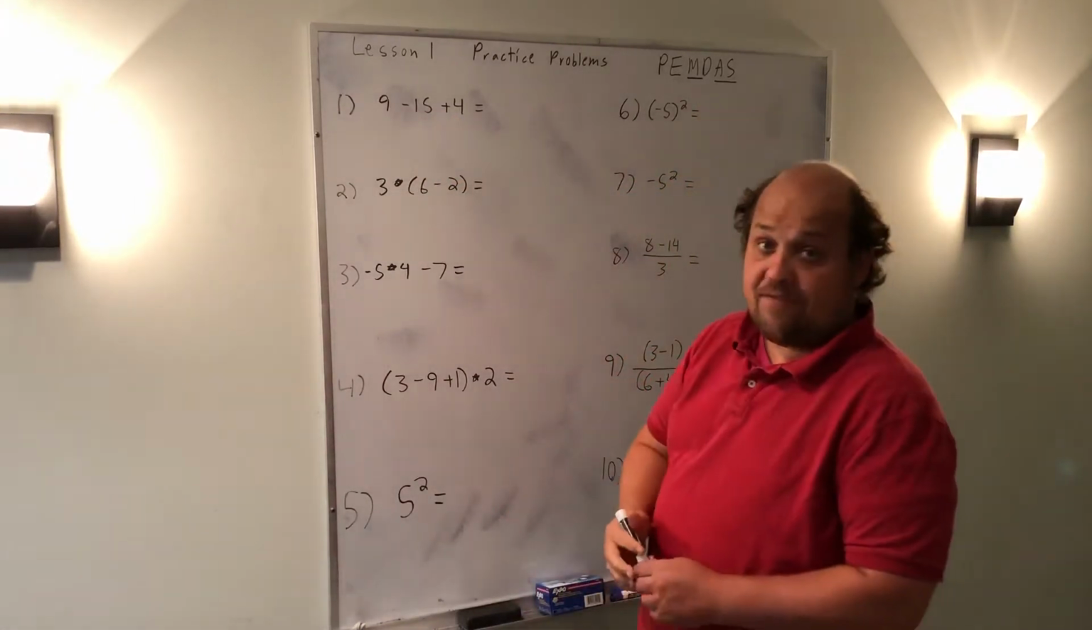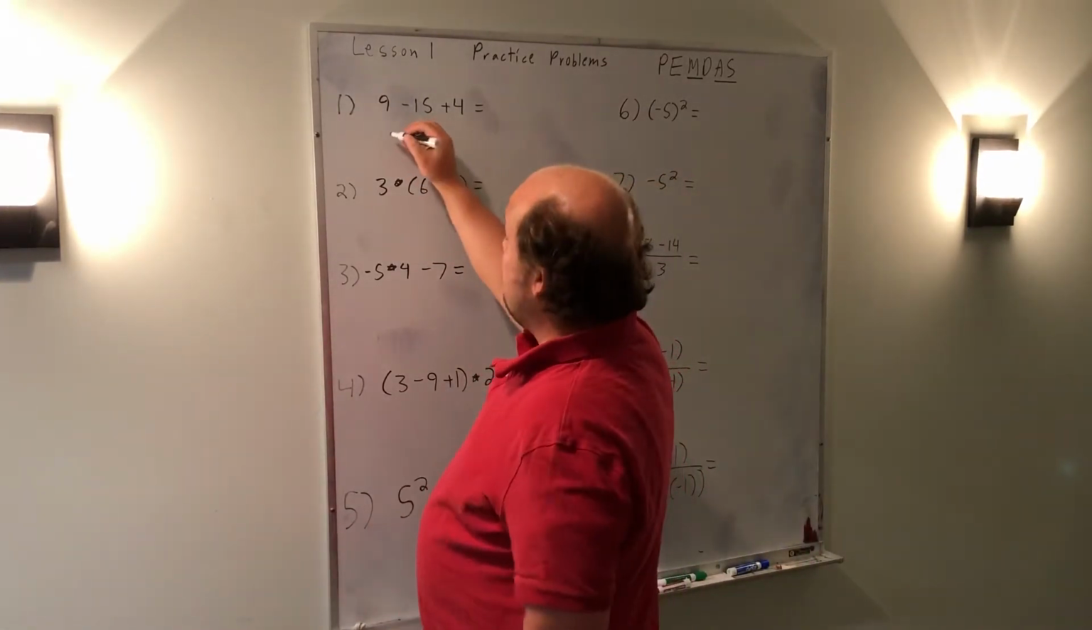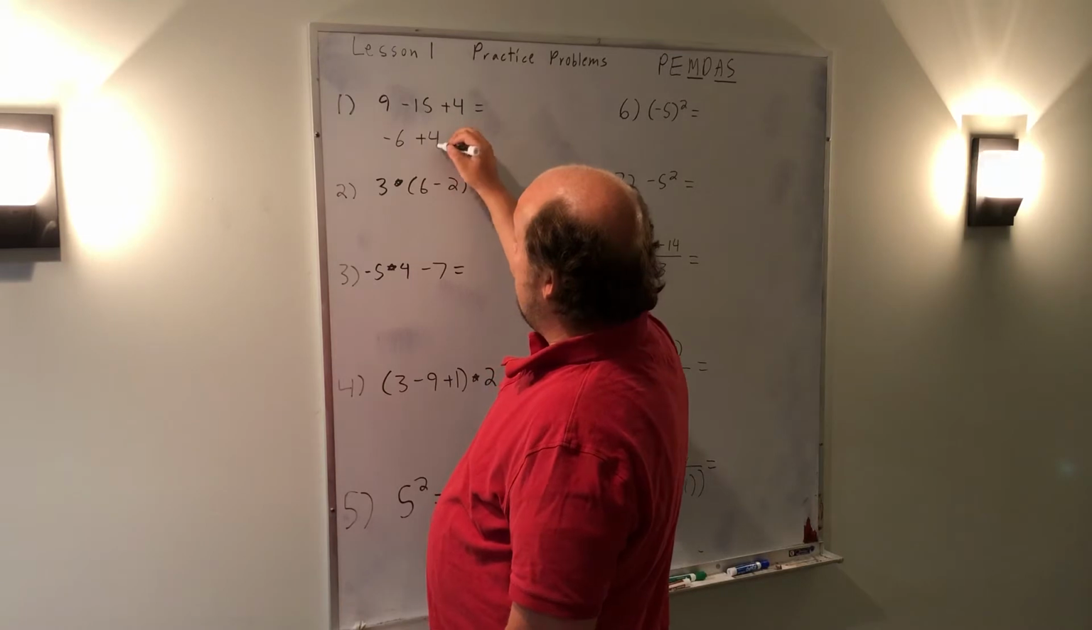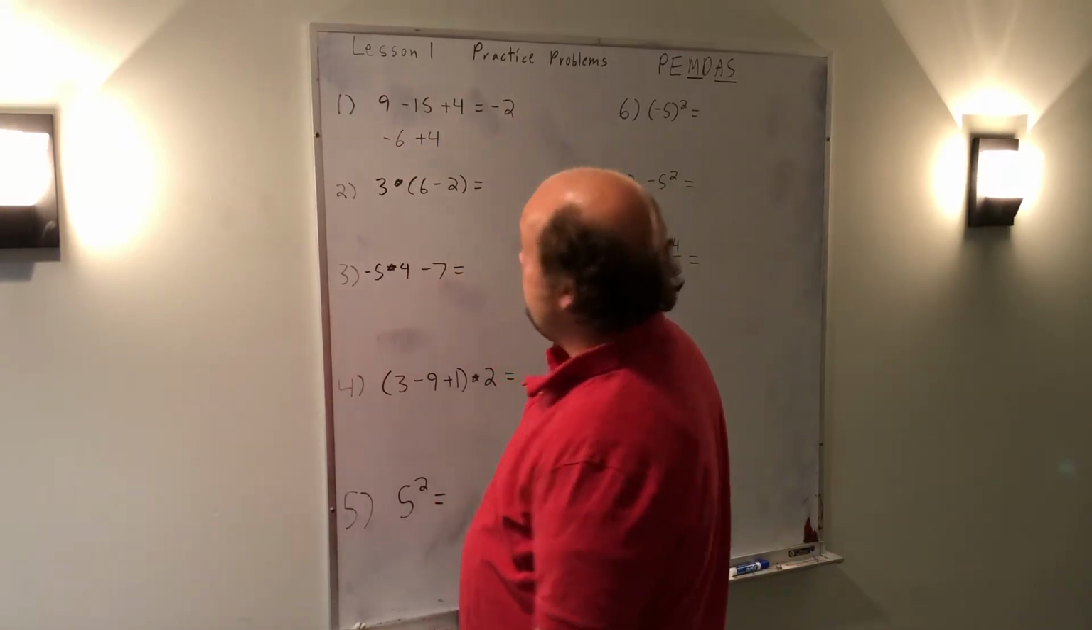So I can just read left to right. 9 minus 15 gives me negative 6. When I add negative 6 plus 4, I'm left with negative 2.